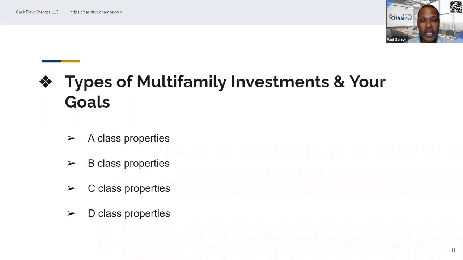So class A properties, these are properties that represent the highest quality buildings in the market and in the area. They're generally newer properties, say built within the last 15 years, with top amenities. High income earners normally live in these properties.